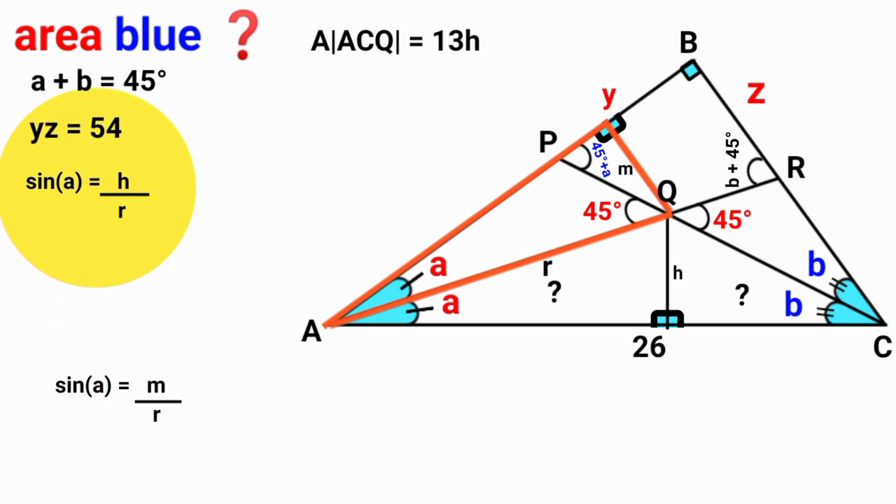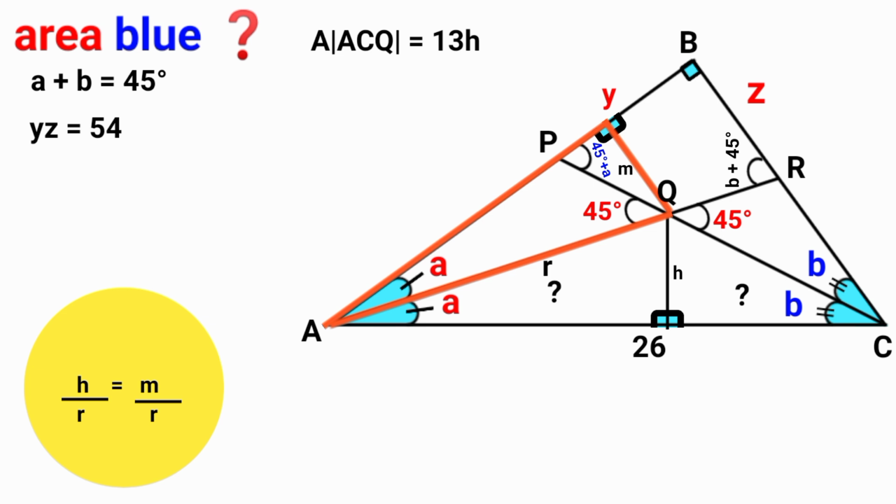But from here, sin A equal to h over r. Substitute here. So h over r equal to m over r. Multiply both sides by r. Here r cancels r. Here also r cancels r. So h equal to m. That is m equal to h. So this m is h.